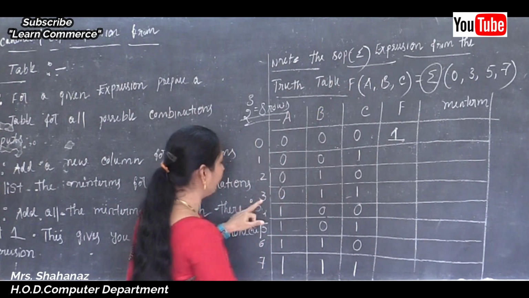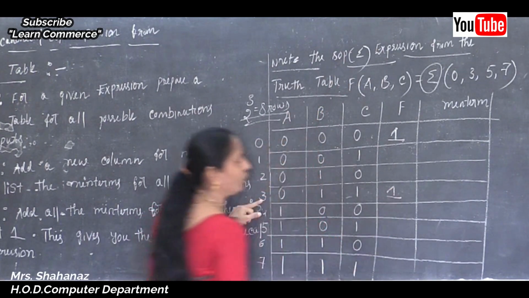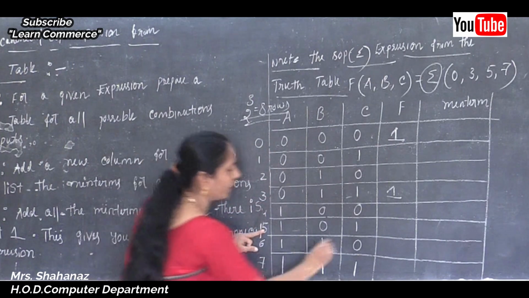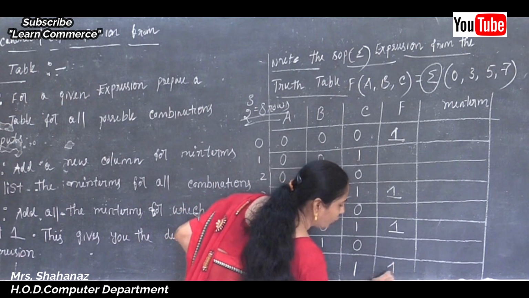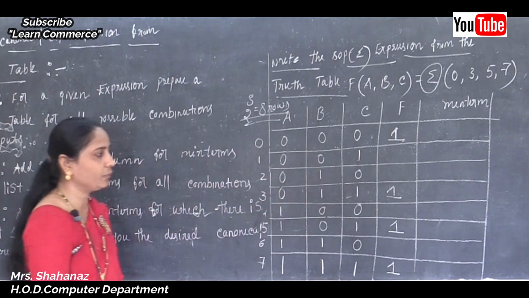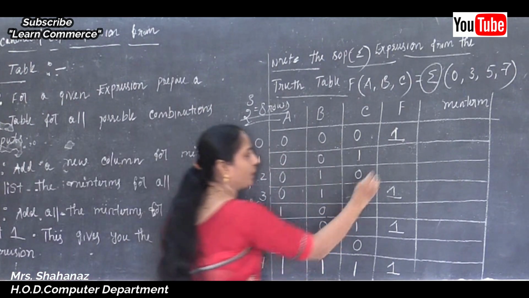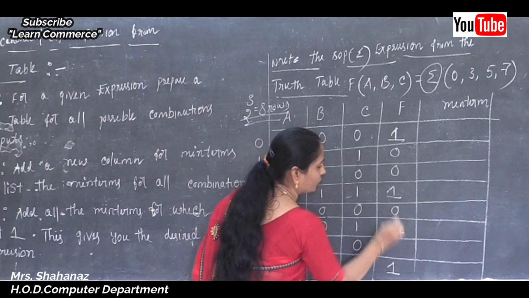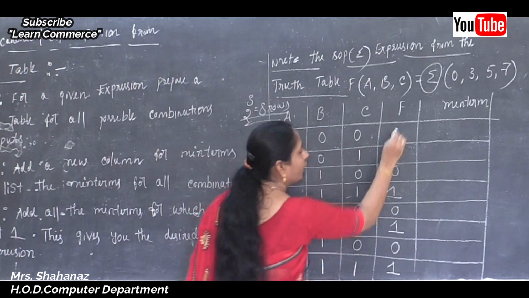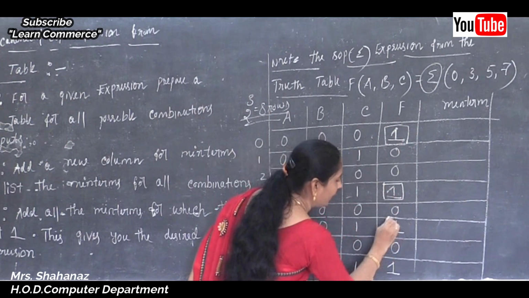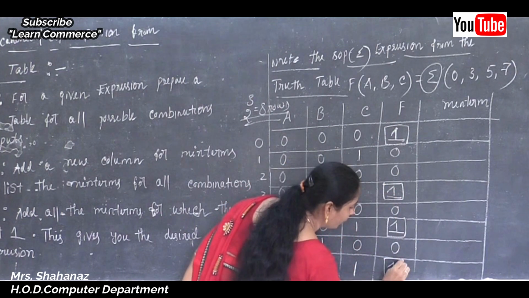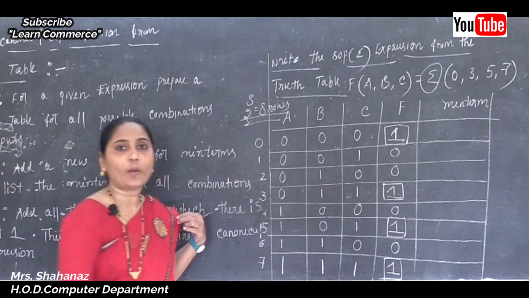In place of 3, I am going to use the value 1. In place of 5, I am using the value 1. In place of the last one, that is 7, I am using the value 1. In the rest of the places, the value is 0. This is our SOP form value, which I am writing in square brackets.